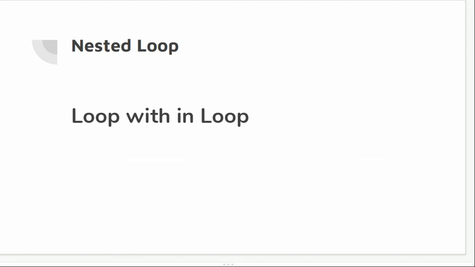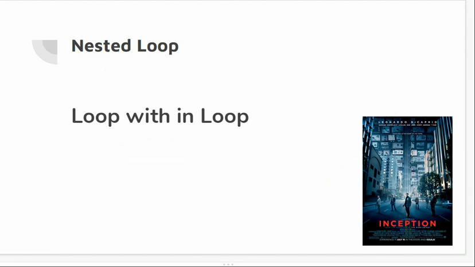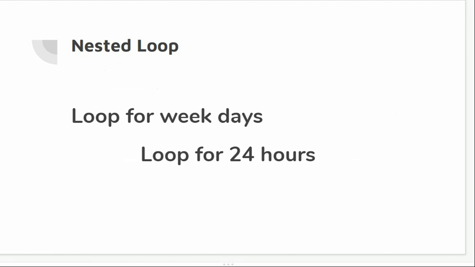So a nested loop is actually a loop within a loop, like the movie, a dream within a dream within a dream. In the real world, if we look at the loop for weekdays: Sunday, Monday, Tuesday, Wednesday, Thursday, Friday, Saturday, Sunday, Monday, and this loop keeps on going weekly. So we can call it a weekly loop, and in each day we have another loop for 24 hours. This is a counter which starts at 12 a.m. in the morning, and it goes on and on. So this is one example of a loop within a loop.